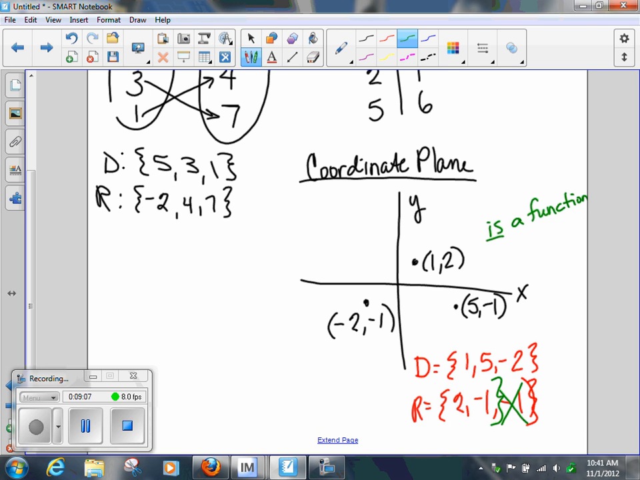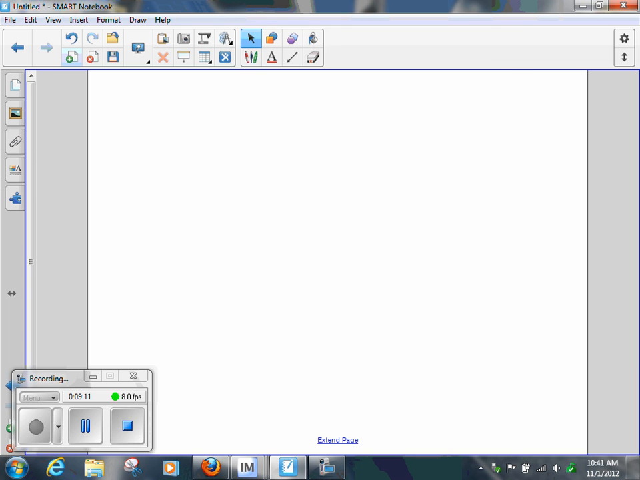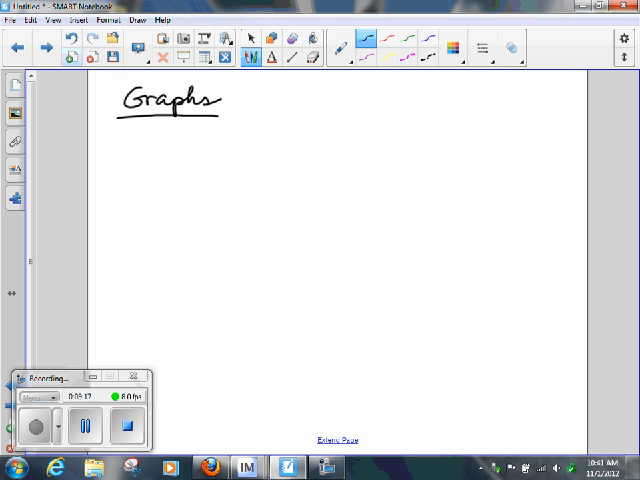What if we extended the coordinate plane and we started looking at graphs of lines, graphs of whatever, curves? When we're looking at graphs, folks, we can use a helpful tool called the vertical line test. Do you guys remember that?